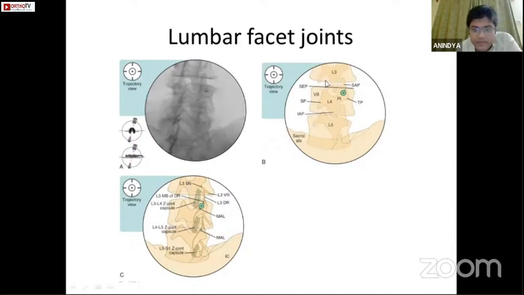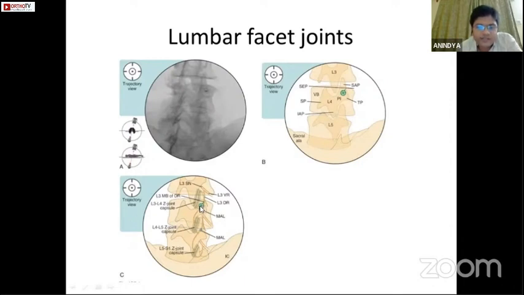Let us see this picture. Suppose we are aiming for the L3 L4 facet joint, which is supplied by the L3 medial branch of the L3 dorsal root ganglion. So if you see here, the L3 dorsal root ganglion is exiting here, and the medial branch is going down here. So if you are targeting this medial branch, your needle position will have to be over this green dot. This is your position for targeting the medial branch.